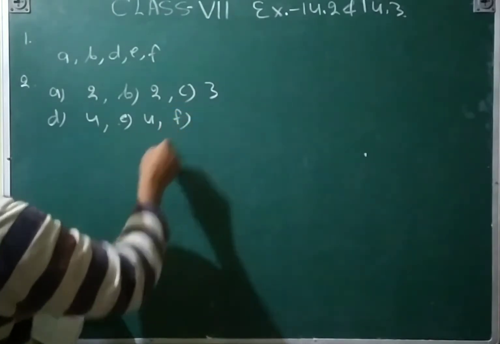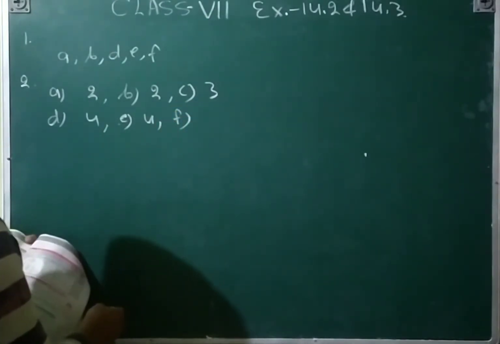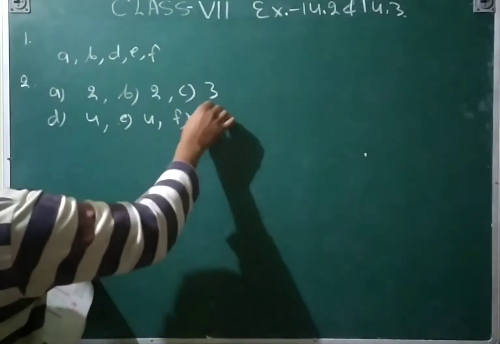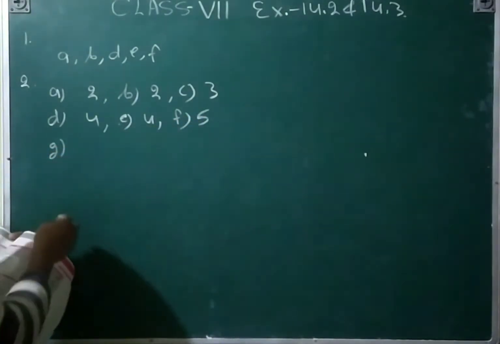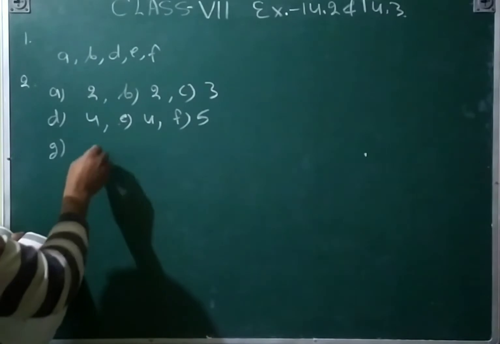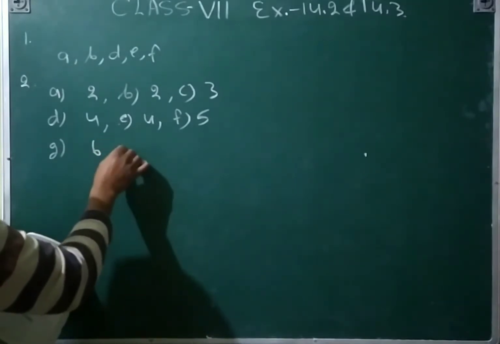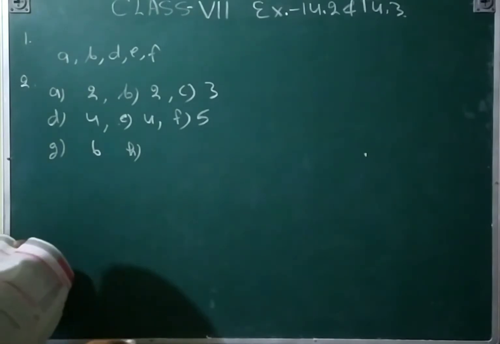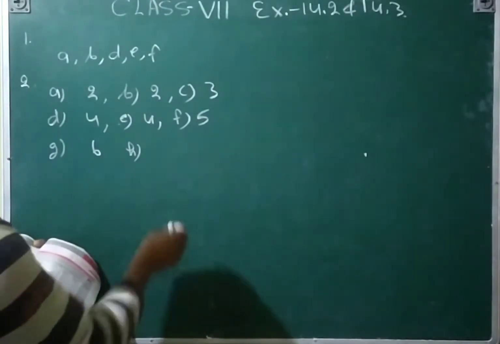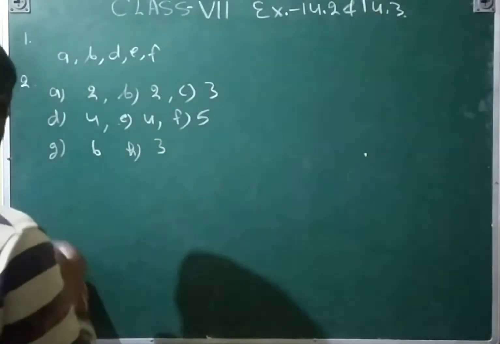F part, how many lines? 1, 2, 3, 4, 5 lines are there, so that will be 5. G part, 6 corners you are looking, so that is 6. H part, yes, 3 legs you are looking, so that is the answer 3.